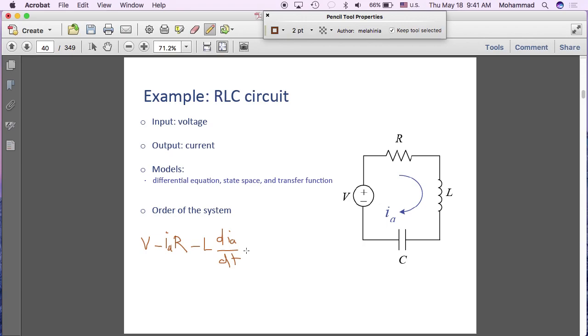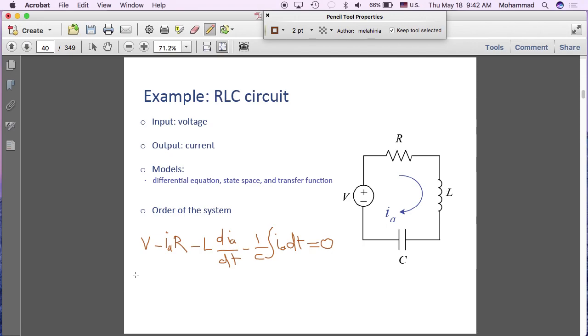1/c times the integral. So the basic equation for a capacitor is an equation for the current. So when we need the voltage, we have to turn it around. So it would be minus 1/c integral of I A dt, and that is all equal to 0. Again, the standard approach is to differentiate, so we arrive at a purely differential equation.